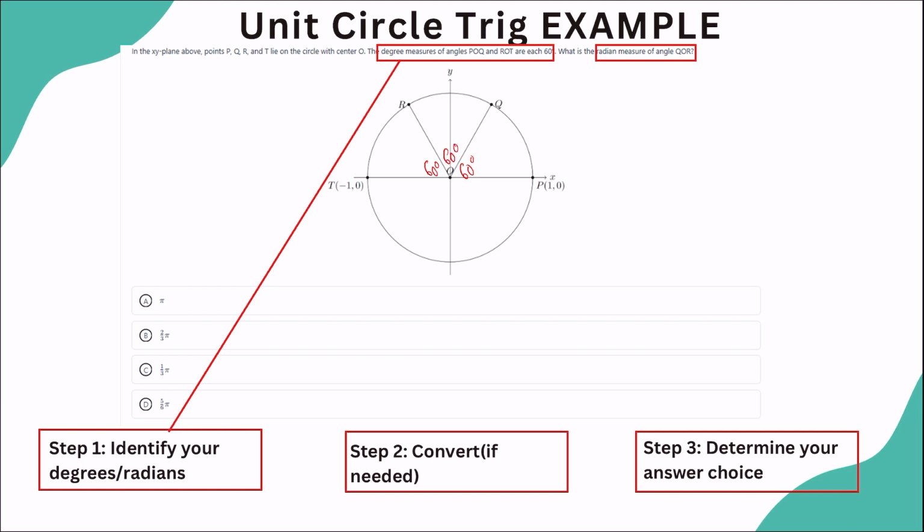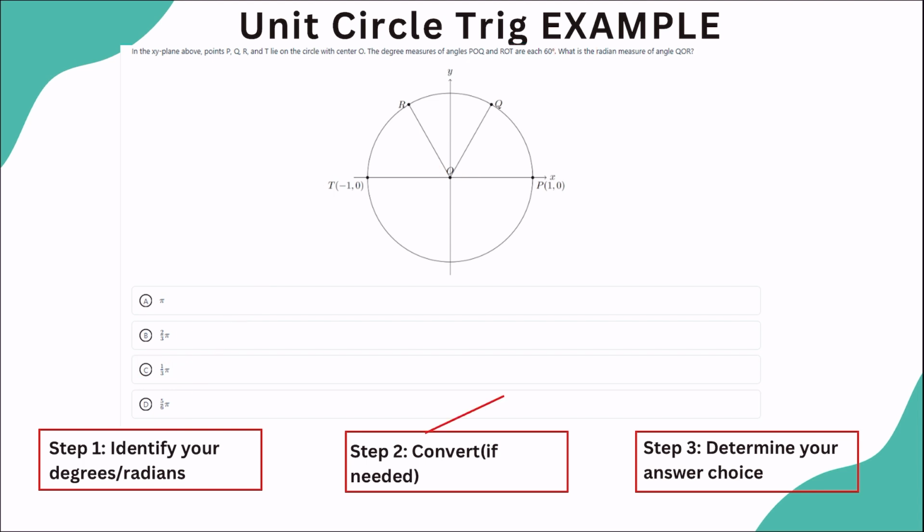Okay, perfect. So now we know that the angle measure of QOR is 60 degrees, but what is the radian measure going to be? Well, let's take our 60 degrees multiplied by pi over 180, and this is going to leave us with pi over 3. So this is going to be equal to answer choice C, 1/3 pi. So C is correct here.